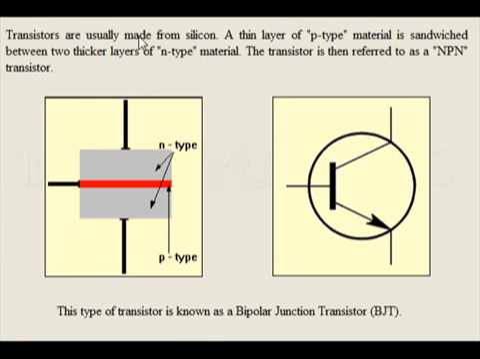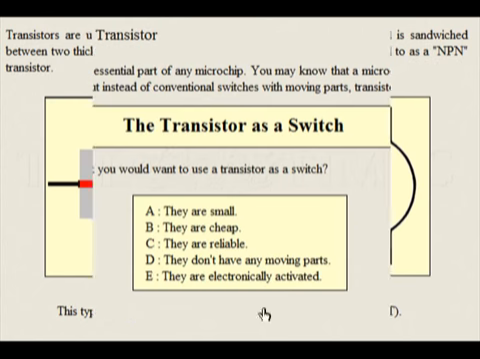Transistors are usually made from silicon. A thin layer of P-type material is sandwiched between two thicker layers of N-type material. The transistor is then referred to as an NPN transistor. This type of transistor is known as a bipolar junction transistor.